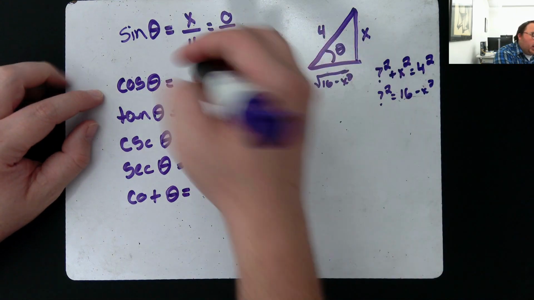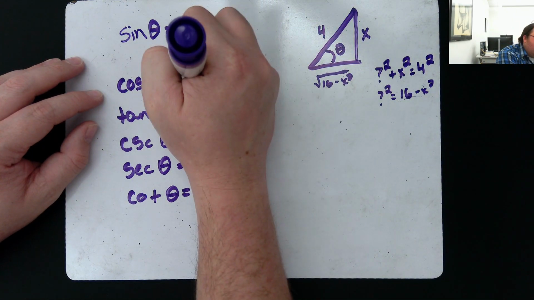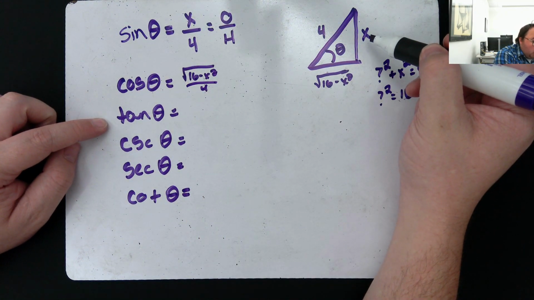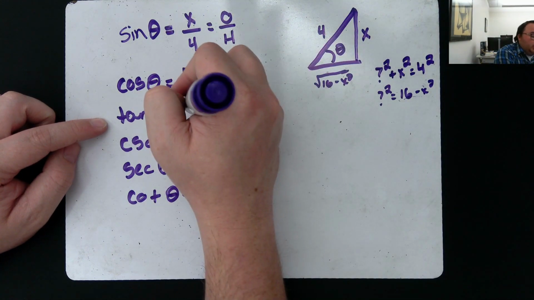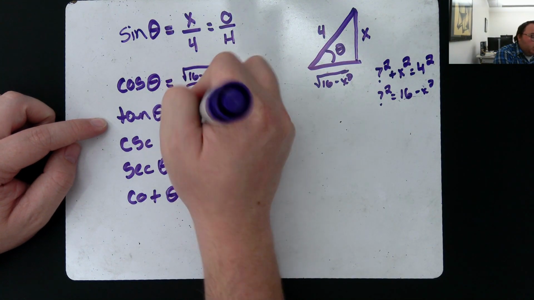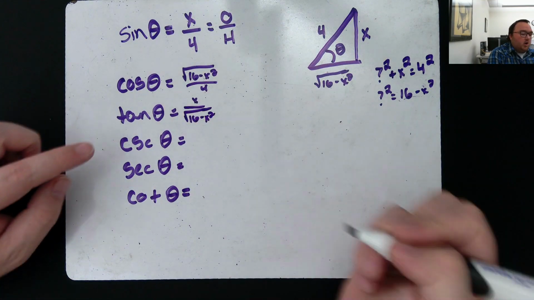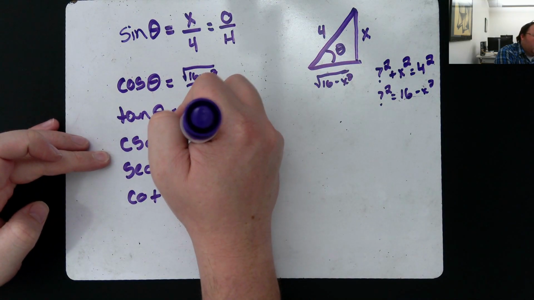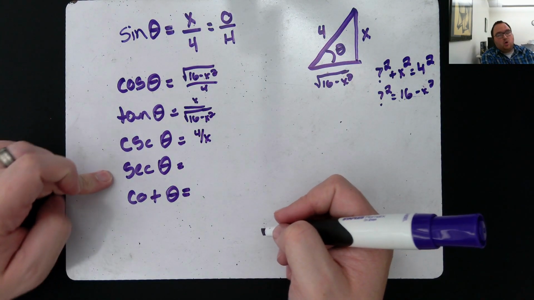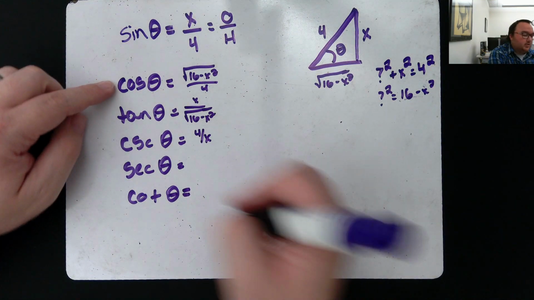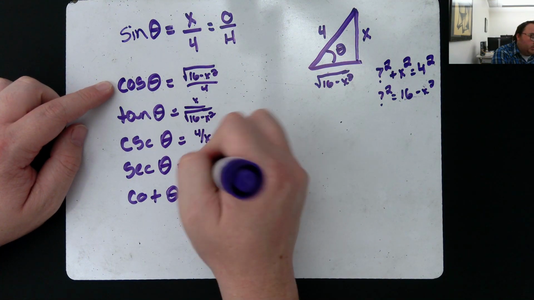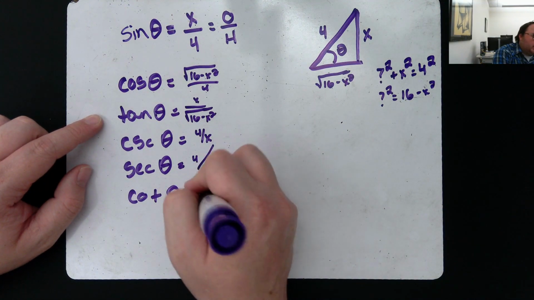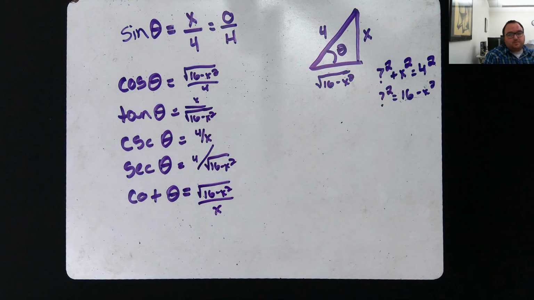Cosine is adjacent over hypotenuse, so square root of 16 minus x squared over 4. Tangent is opposite over adjacent, so x over square root of 16 minus x squared. Cosecant is 1 over sine, so if sine was x over 4, cosecant would be 4 over x. Secant is 1 over cosine, so this would make it 4 over square root of 16 minus x squared. Cotangent is 1 over tangent, so square root of 16 minus x squared over x.